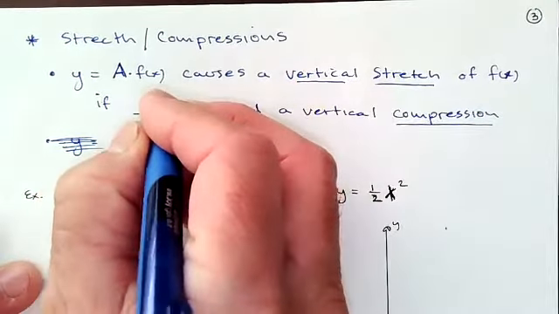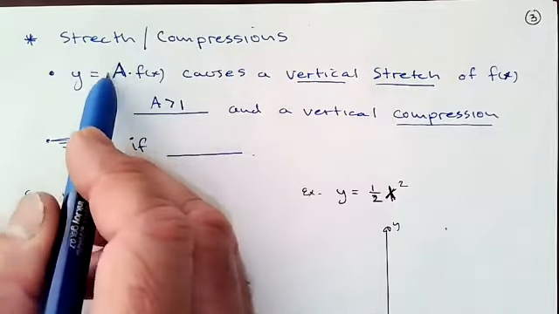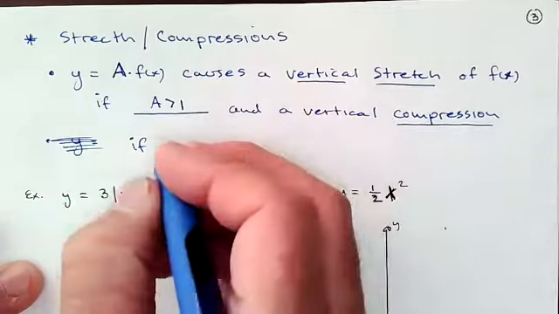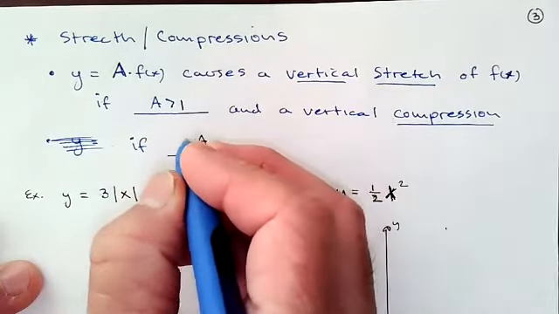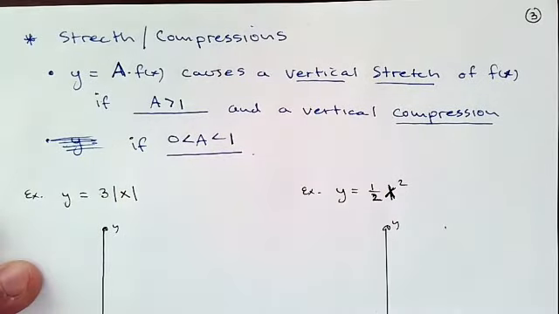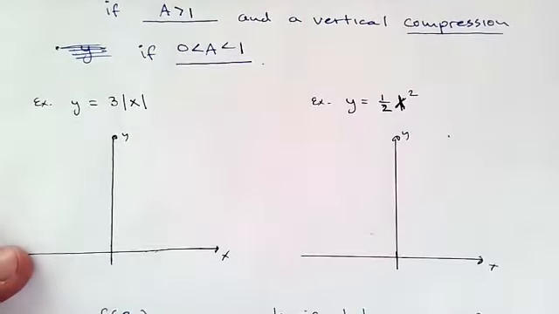If a is greater than 1, but if a is a fraction between 0 and 1, like 1/2, then that's going to cause a compression. So if a is between 0 and 1, something less than 1, that would be a compression. So here's a couple examples of that.